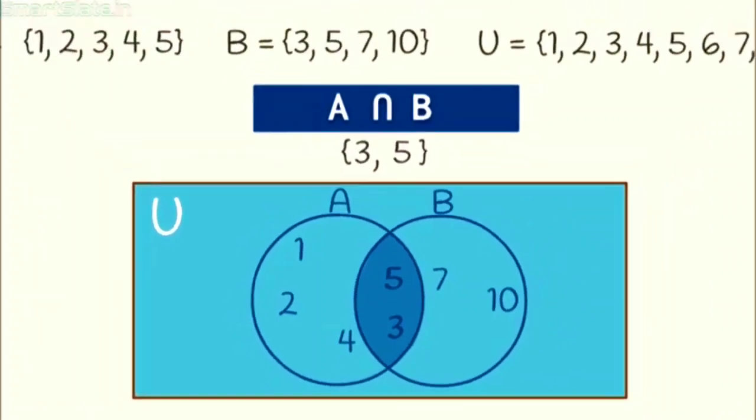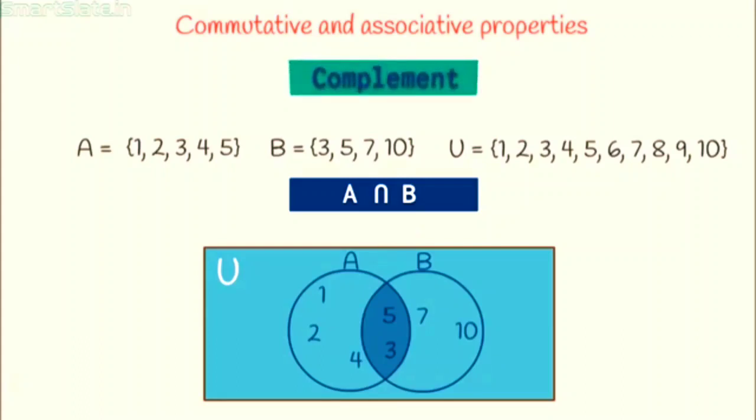Let's check what is complement of sets. Complement of set A is the elements from the universal set which are not a part of A. This is the complement of set A with respect to the universal set U. Here 6, 7, 8, 9, 10 are the elements which are in the universal set and which are not in the set A. So 6, 7, 8, 9, 10 are the complement of A.